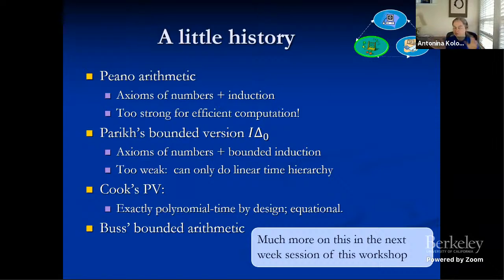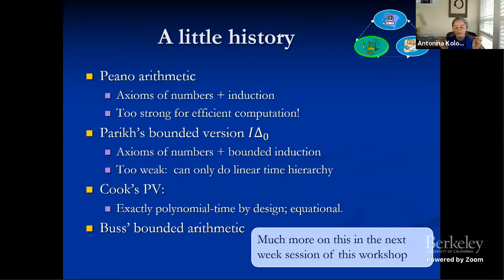In order to move things closer to the efficiency question, Parikh defined the bounded version of Peano arithmetic, I Delta zero. But this time it ended up being a little bit too weak. You just talk about the linear time hierarchy, and you can't quite go beyond it. Then Steve Cook defined the theory PV, originally as an equational theory, which was designed to capture polynomial time exactly. He used Cobham's recursive characterization of polynomial time to define polynomial time functions and operations with them. The theory was later extended, I think, by Krajíček to add a bit more Boolean stuff.